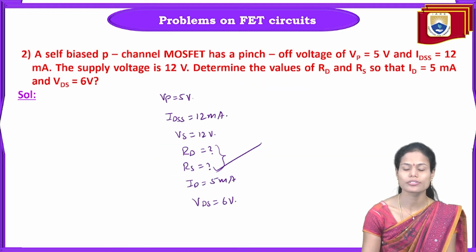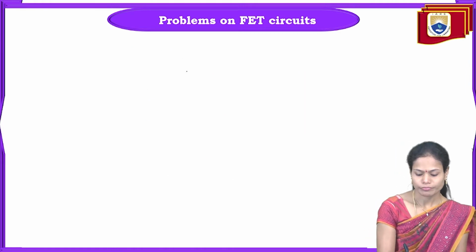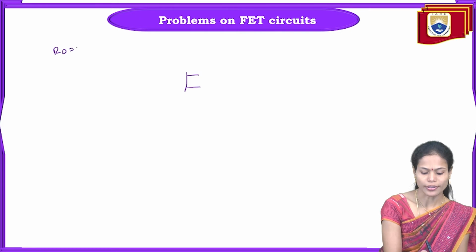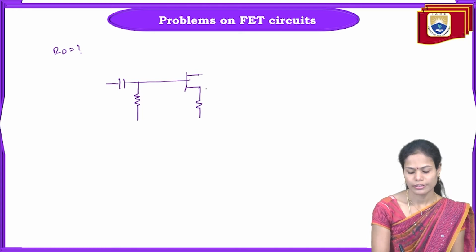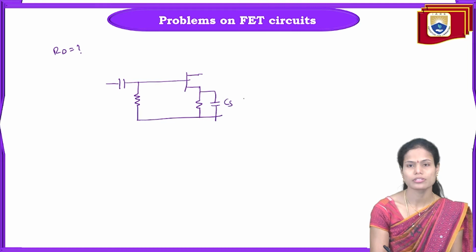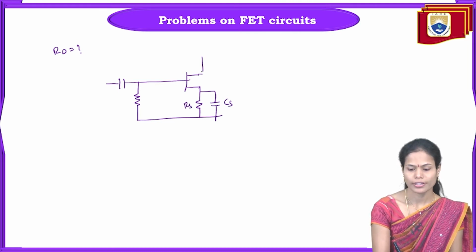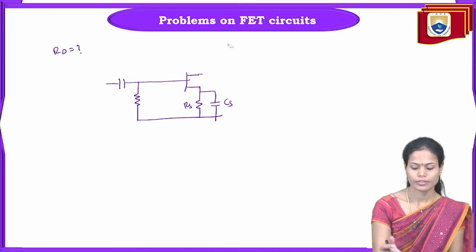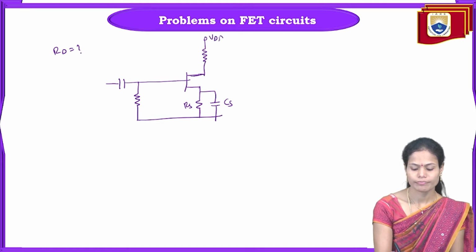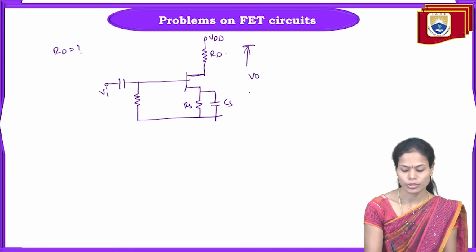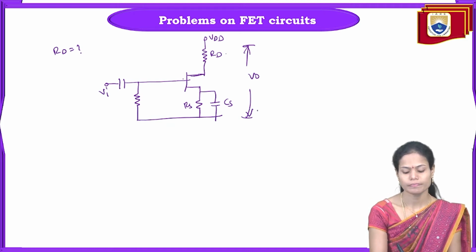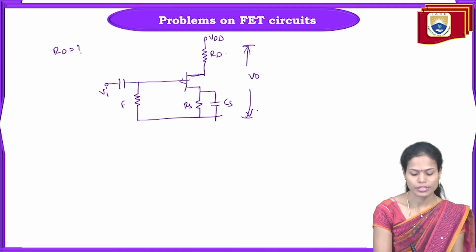And next we need to calculate the drain resistance RD. So in order to calculate the drain resistance RD, I am considering the P-channel MOSFET here. Okay, and it is having the capacitor, resistor, and the source capacitance CS as well as source resistance RS. And here we will provide the VDD, that is RD resistance we need to calculate, and here it is input voltage Vs, and here we need to find the output voltage. Okay, it is the P-channel MOSFET. So this is the gate resistance RG.